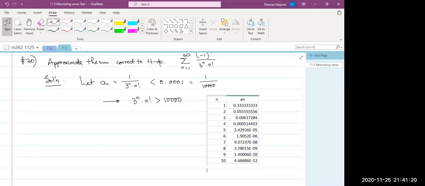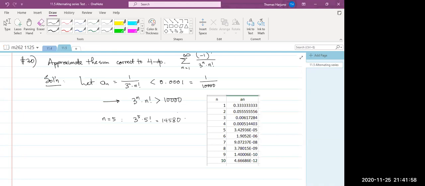So I see that when n equals 5, 3 to the 5th times 5 factorial is already more than 10,000. It equals 14,580. So all I need to do is actually add the first 5 terms.